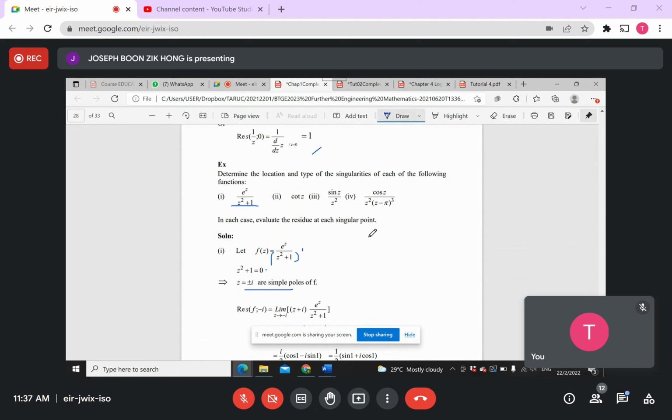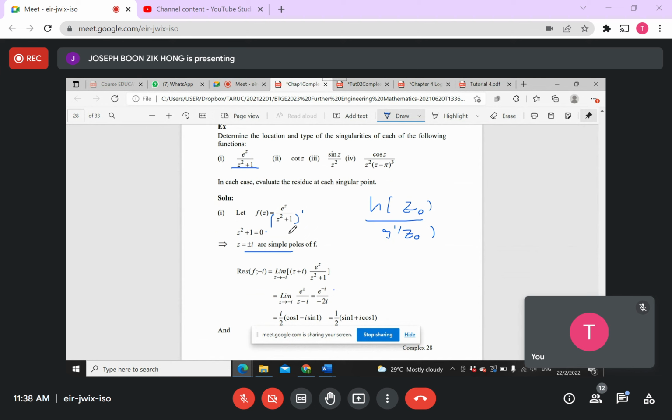It will become h(z0) divided by g'(z0), if this is a simple pole. So what is h(z0)? It is still the same, e^z. But you have to put in, let's say I take the negative i first, so it will become e^(-i). Then you differentiate here, it will become 2z, and change your z into negative i. So e^(-i) divided by negative 2i.